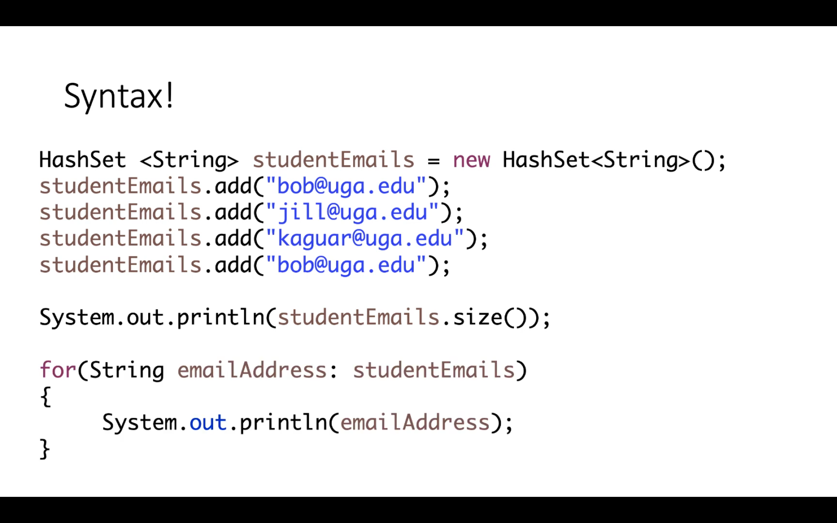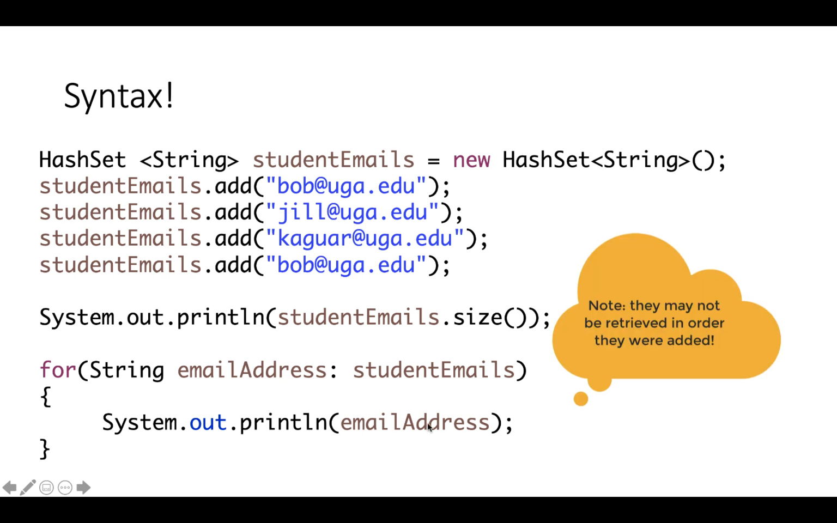So here's an example using the enhanced for loop to loop through the studentEmails hash set. Again, just like we've done with arrays and array lists in the past, I put the name of my collection on the right-hand side of the colon, and I pull out each individual string one at a time and store it in some temporary variable. I can then print it out or do anything here with it that I would typically do with a retrieved value.